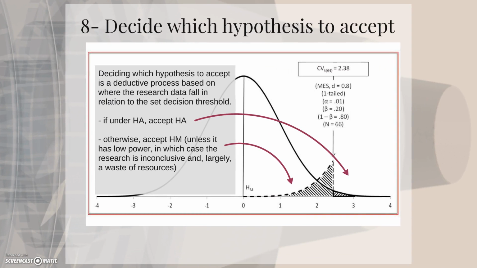And finally, decide which hypothesis to accept, which is basically a deductive process based on where the research data fall in relation to the set decision threshold. So if the data fall under the alternative hypothesis, accept the alternative hypothesis. Otherwise, accept the main hypothesis, unless, of course, the research project itself has low power, in which case the research is inconclusive and largely a waste of resources.